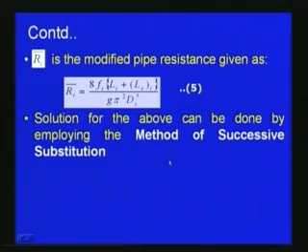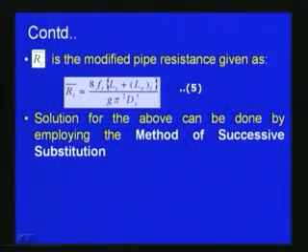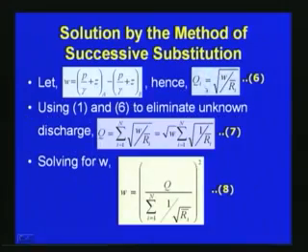Here also a direct solution is not possible, since we only know the total discharge. We do not know the discharge with respect to the individual pipes. So, we have to go for successive substitution. Here we use the method of successive substitution, and the solution by this method is described in detail.